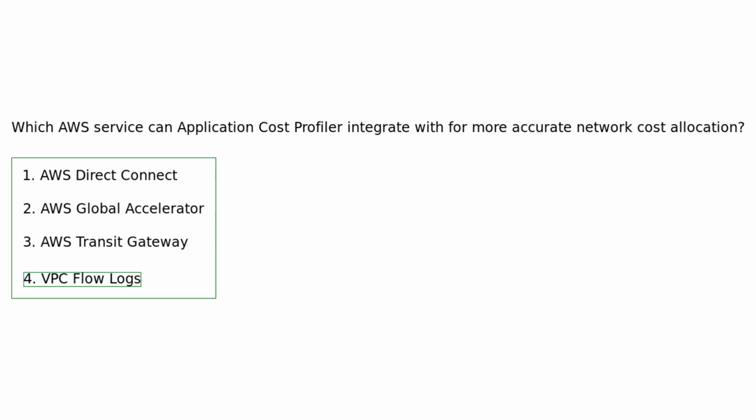AWS Application Cost Profiler can use VPC flow logs to more accurately allocate network costs by analyzing the actual data flows between applications and shared network resources.